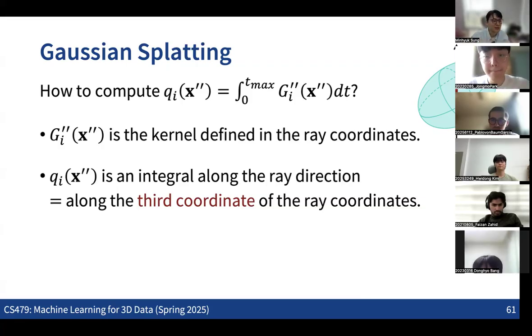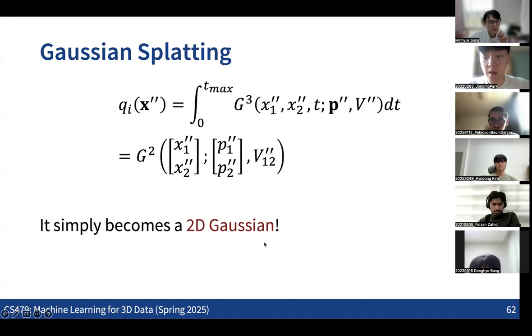The good thing is that when you take the integral of the Gaussian kernel along one of the axes, specifically the z axis in this case, what we can see is that it simply becomes a 2D Gaussian. So this is nothing but taking the projection of a 3D Gaussian along one of the axes in this space, and taking the integral along that. That becomes identical with calculating the 2D Gaussian.